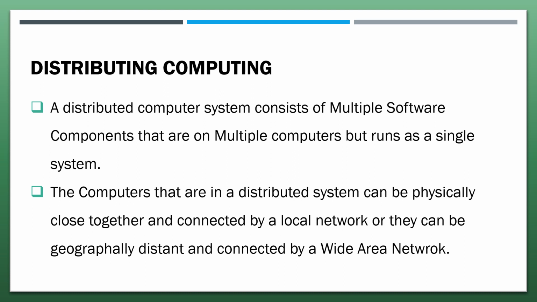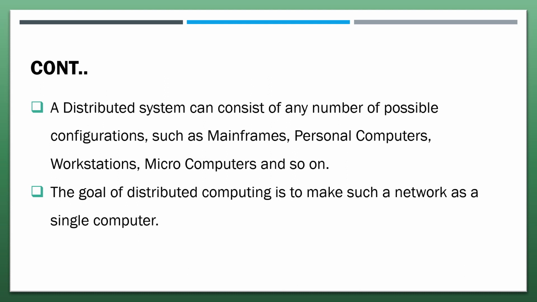In this type of system, users can access and use shared resources through a web browser or other client software. There are several key components of a distributed computing system: devices or systems, a network to communicate and exchange data, and resource management. A distributed system can consist of any number of possible configurations, such as mainframes, personal computers, workstations, microcomputers, and so on. The goal of distributed computing is to make such a network work as a single computer.